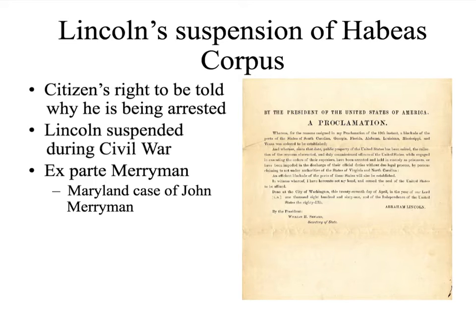So he made an executive decision, which allows him to bypass Congress. One of the things that we'll talk about is a Maryland case, Ex parte Merryman, of John Merryman, in which it dealt with the suspension of the writ of habeas corpus.